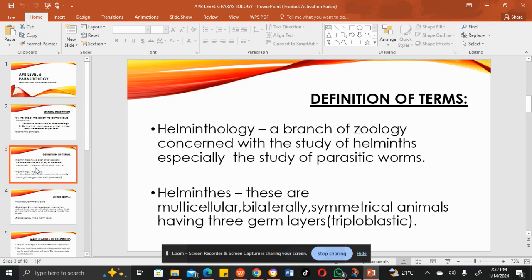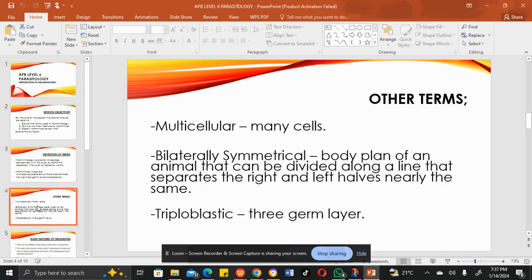Helminthology is a branch of zoology concerned with the study of helminths, especially the study of parasitic worms. These helminths are multicellular, bilaterally symmetrical animals having three germ layers, known as triploblastic. Multicellular means many cells. Bilaterally symmetrical is a body plan of an animal that can be divided along a line that separates the right and the left halves nearly the same. Triploblastic means three germ layers.